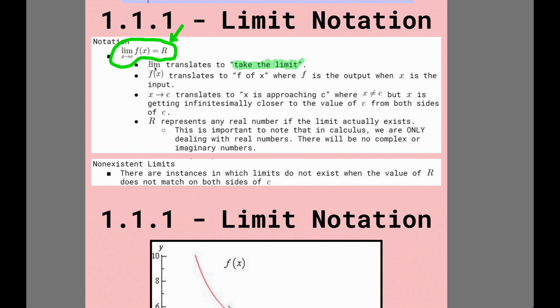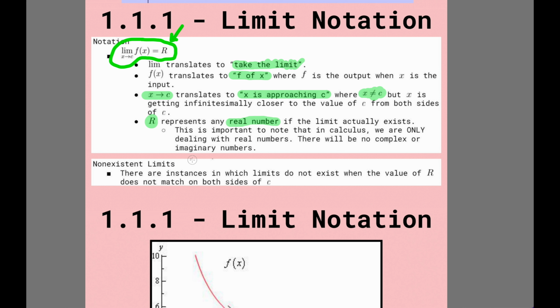Take the limit. The f of x translates to f of x, just standard what you've seen in previous algebra classes. The x arrow c, that's x is approaching c. You have to understand that x is actually not equal to c, but it's just getting infinitesimally closer, and it's getting infinitesimally closer on both sides. So if you take the example that we used before, x is getting closer to 1, that means 0.9 repeating. It also means 1.00001. And then it says right here, r represents any real number.